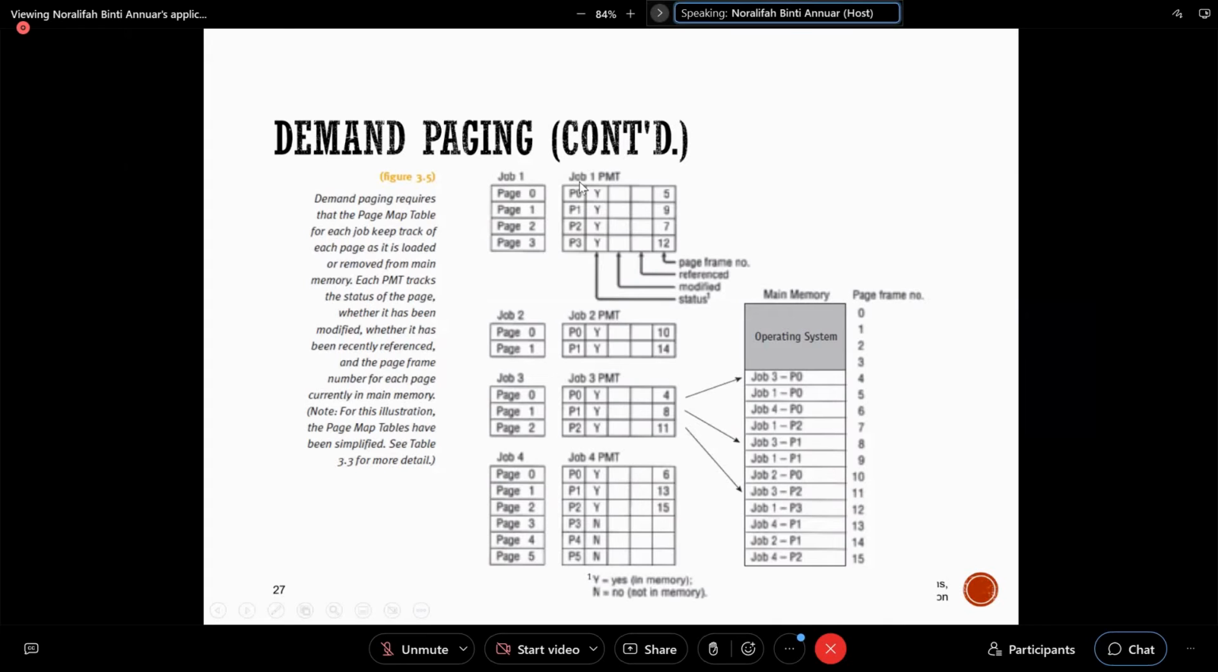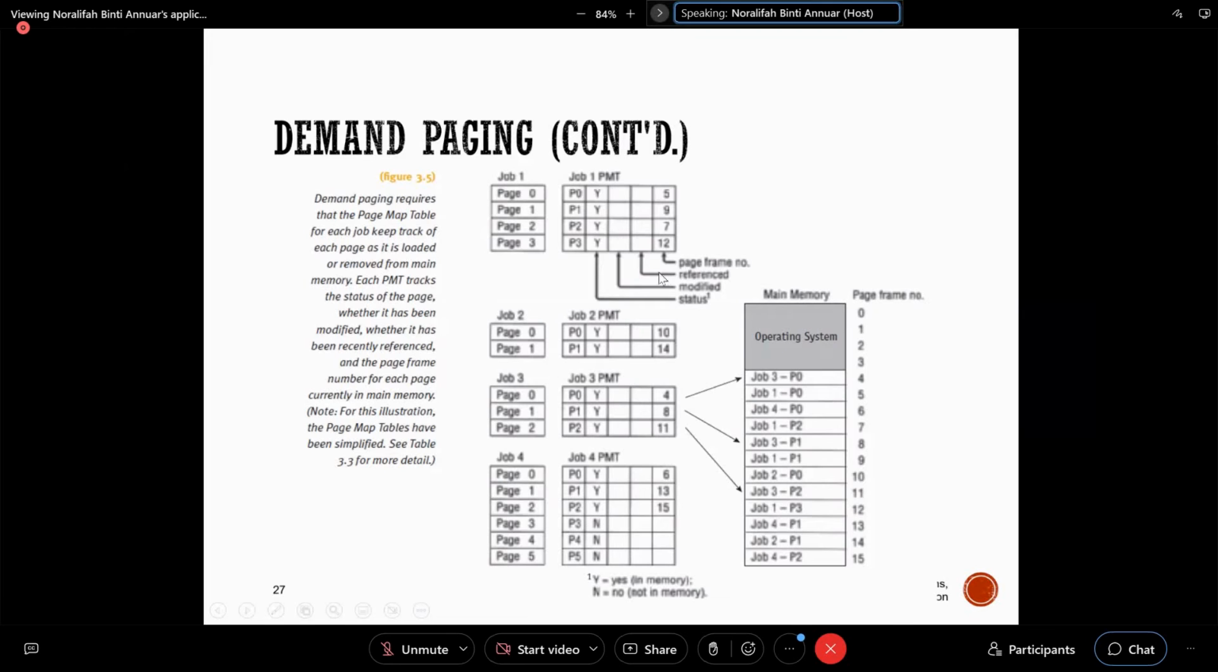Kita panggil apa? Ni row ke column? Jadi is the page number. Apa Y ni? Y is the status. Okay, what status satu apa? Okay, and then page frame number. Ni maksudnya dia entry dia lah. Status dia, modified or not. Has there been modified? Dia akan letaklah Y, yes ke, no ke.